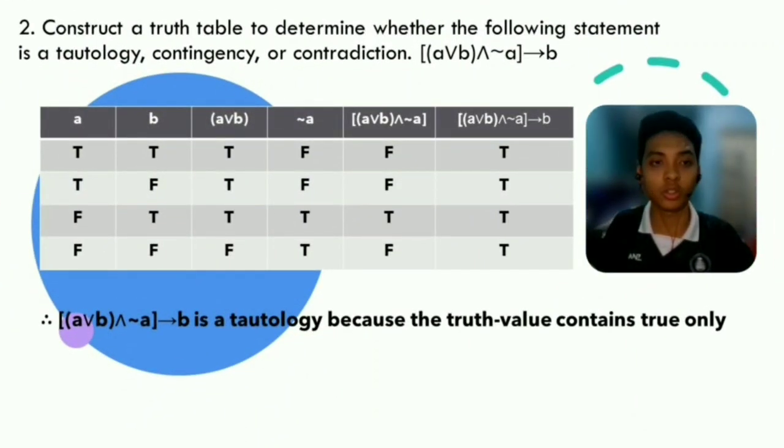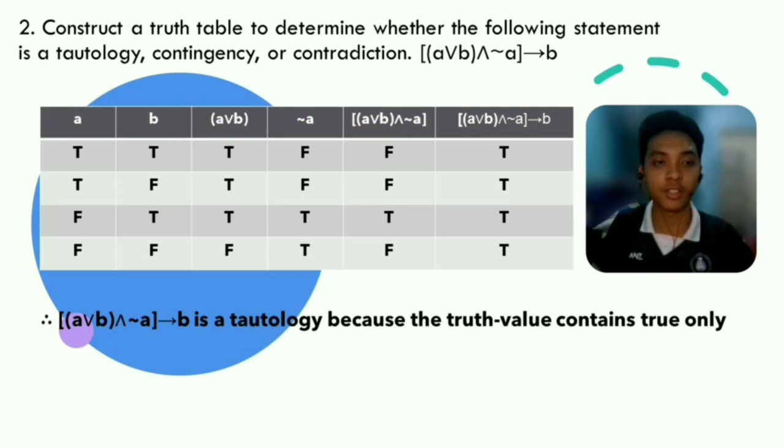Question number 2. Construct a truth table to determine whether the following statement is a tautology, contingency, or contradiction. The statement is: if A or B, in bracket, and not A, in bracket, then B. The first step we need to do is to create a table. As you can see, there are 6 columns.